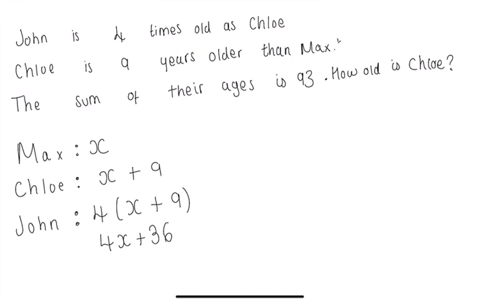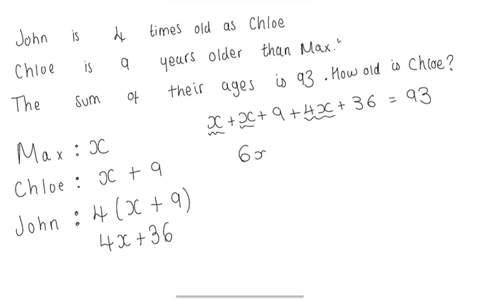So now, let's have a little look at how we can write an algebraic expression for the sum of their ages. So the sum is 93. So that means if we take Max's and Chloe's age and John's age, we're going to get an answer of 93. Now, as before, let's simplify it before we try and solve this. So we've got x plus x, which is 2x, add on 4x is 6x, and then we've got 9 add 36, which is 45, and that is equal to 93.